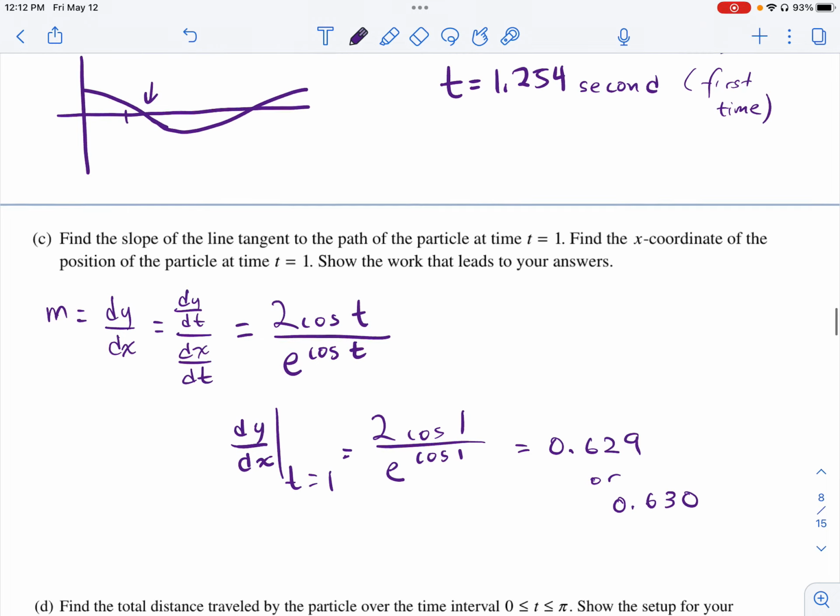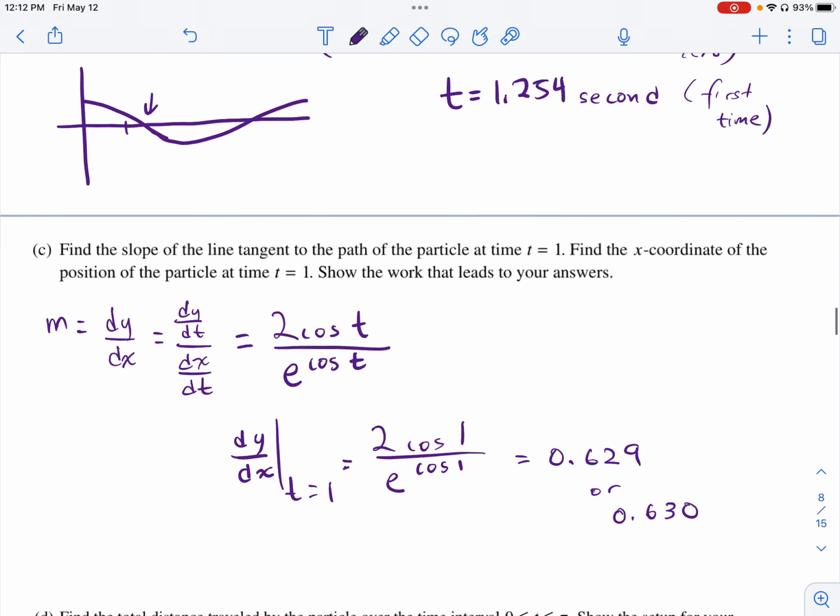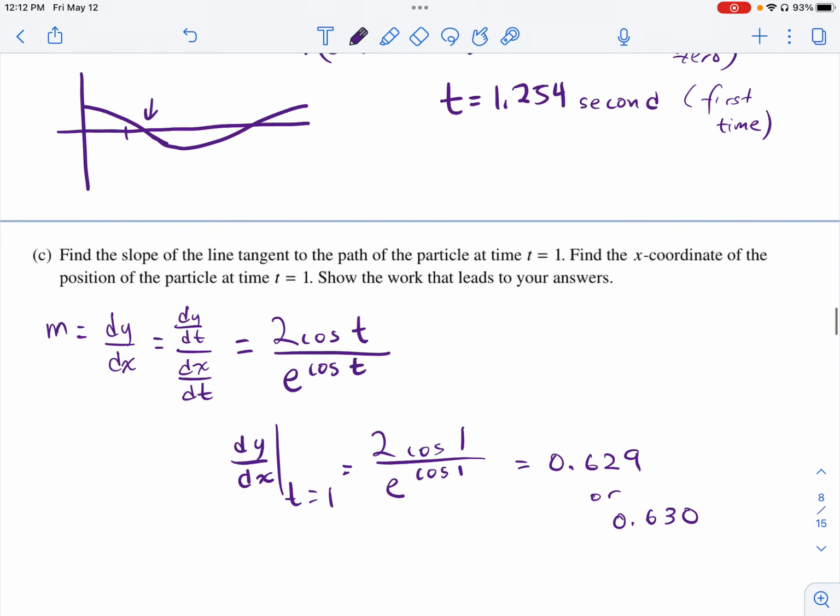Now, in the other part of this, we needed to find the x-coordinate of the position of the particle at time t equals 1. So from here, we're going to just say x of 1 is equal to start plus accumulation: 1, which is where it started, plus the integral from 0 to 1 of e to the cosine t dt. This is going to come out to 3.341 or 3.342, again depending on whether you round or truncate.